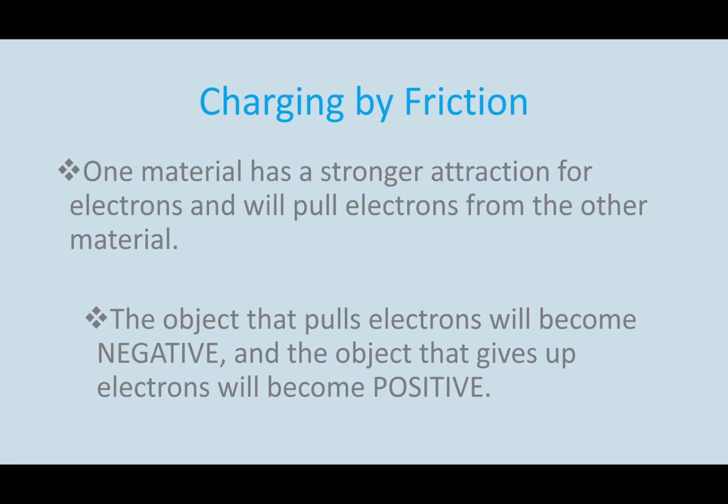When we rub two objects together, usually one material has a stronger attraction for electrons, and that will pull electrons from the other material. The object that pulls electrons will become negative, and the object that gives up electrons will become positive. This works because when you have more electrons than protons, you have a negative charge, and when you have more protons than electrons, you have a positive charge.